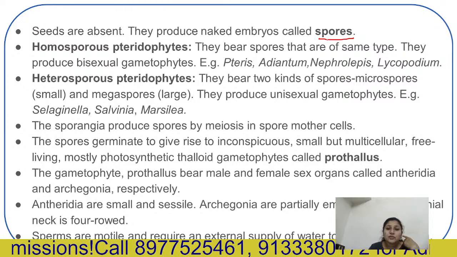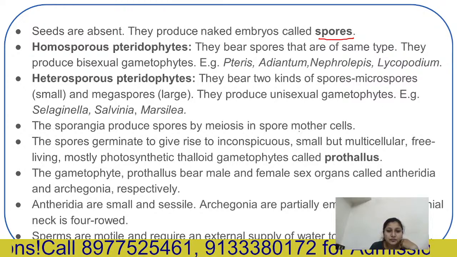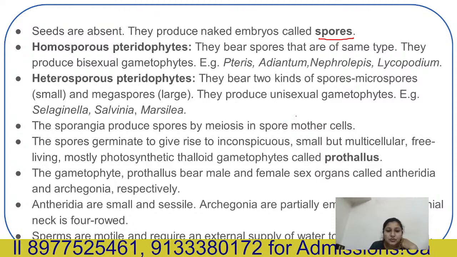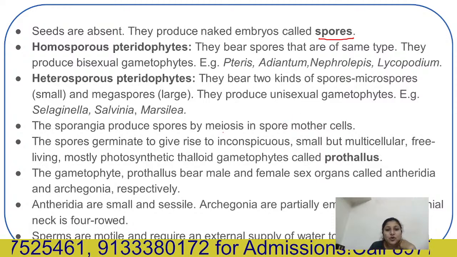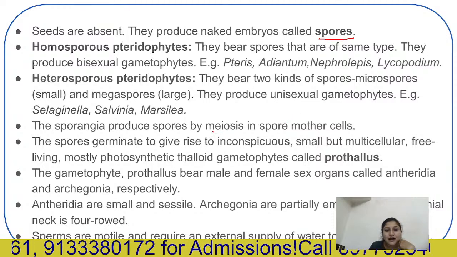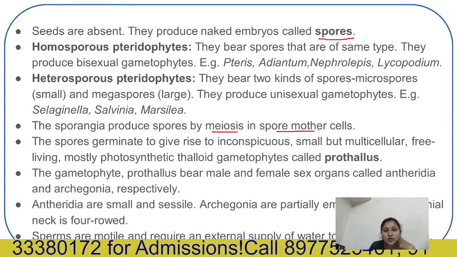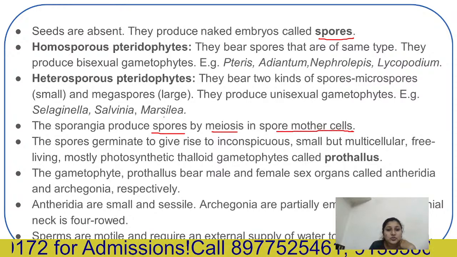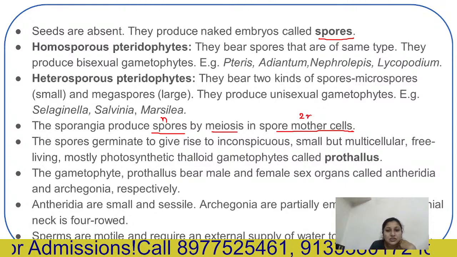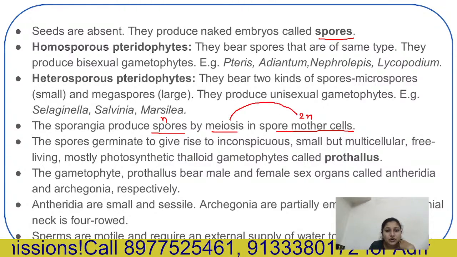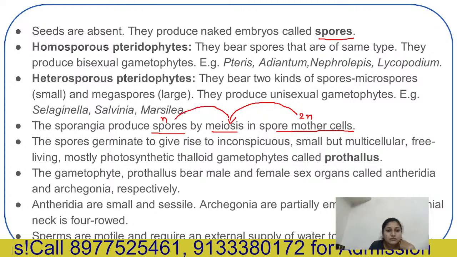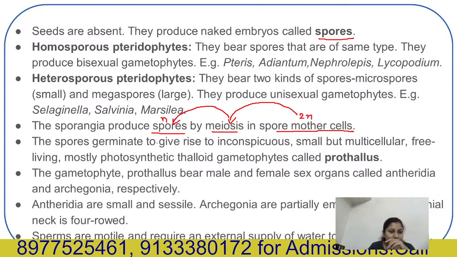Sporangia produce spores by meiosis in spore mother cells. See, every mother cell is diploid. After meiosis of the spore mother cell, they form spores which are n. So the mother cell is 2n, and this will undergo meiosis to form haploid spores.